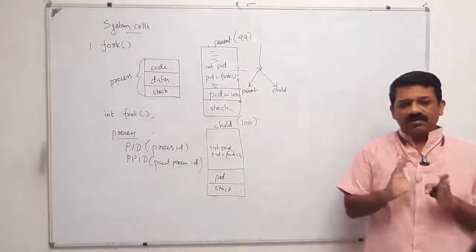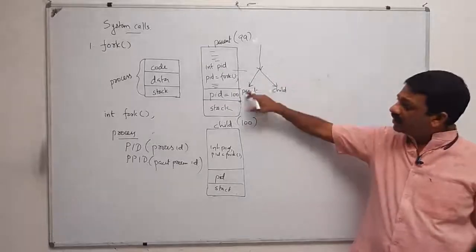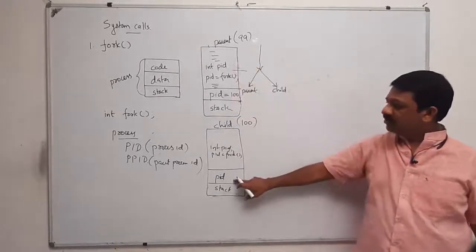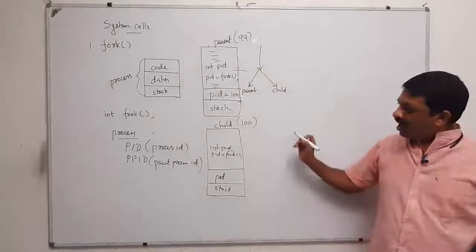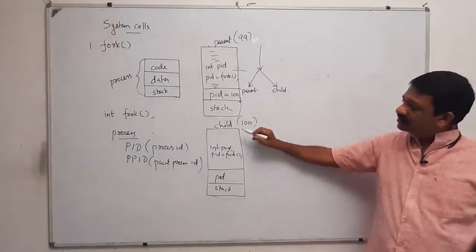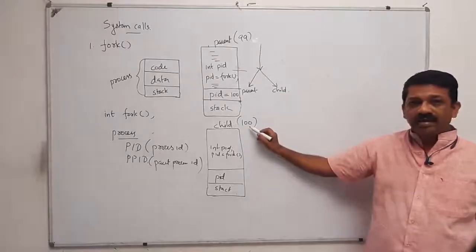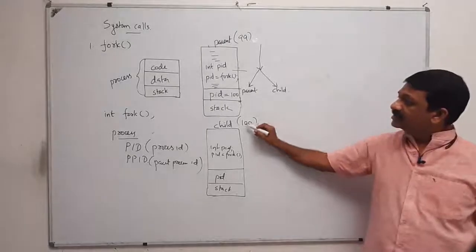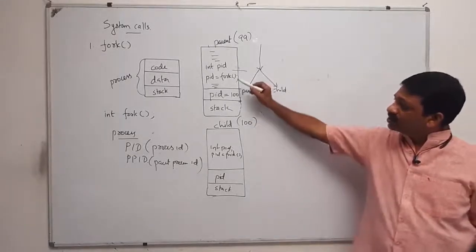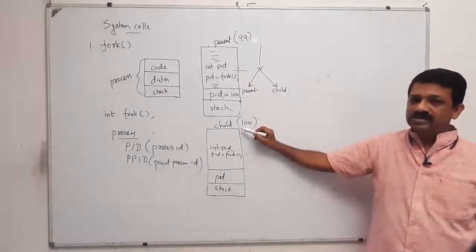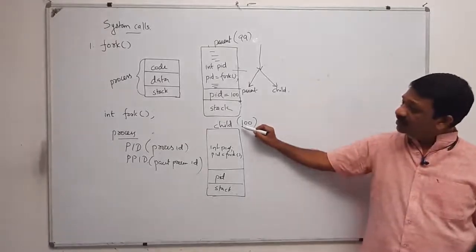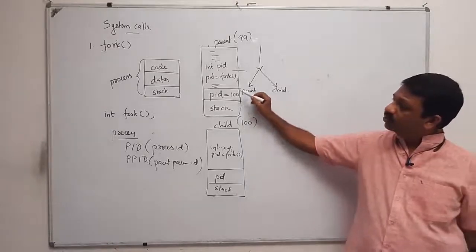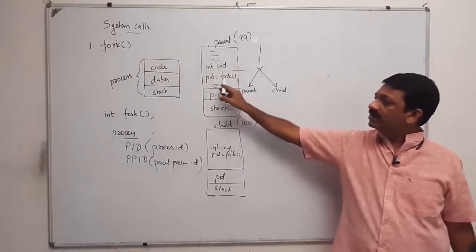That means the name is same, but separate data area, separate variables. This belongs to the parent process and this belongs to the child process. And upon creating this, the child is assigned a process ID by the operating system, and that is returned to the parent. That means once this parent creates a child process, the fork system call returns the process ID of the child to its parent. That is returned by this fork statement.